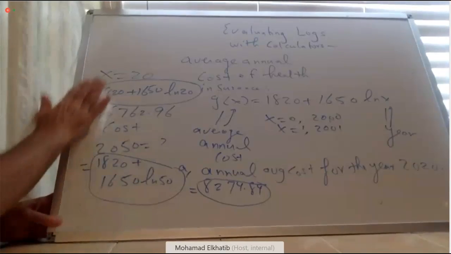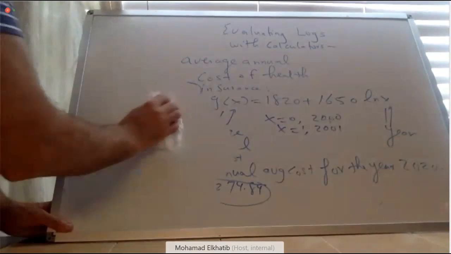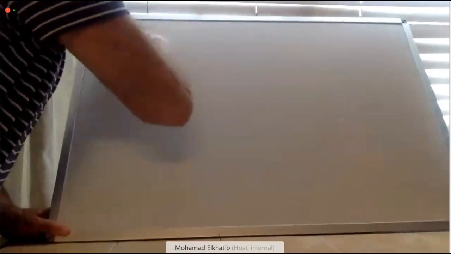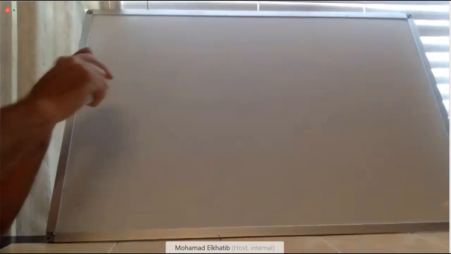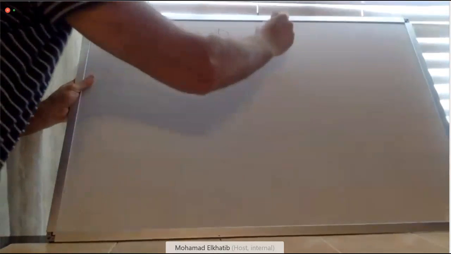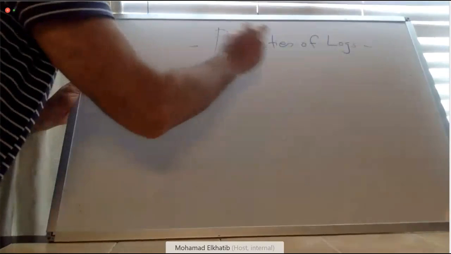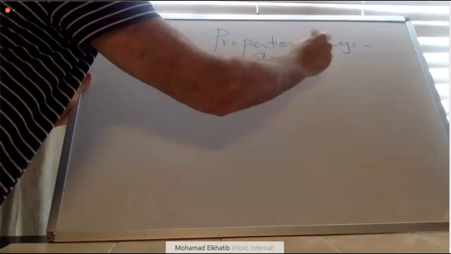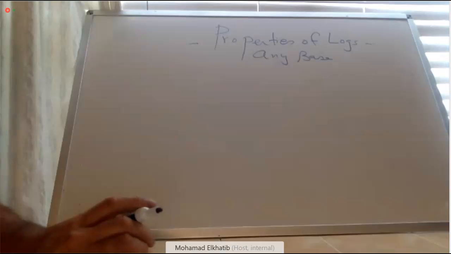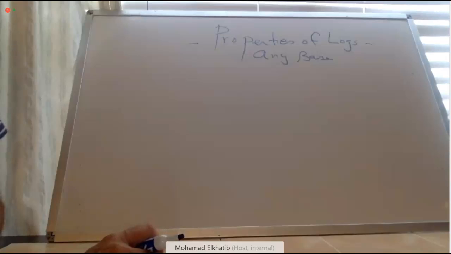Okay. All right. So now it's the most important part. It's a different topic. Okay. The topic is properties of logs. These properties, they work for any base. Base e, base 10, base 2, base 3, it doesn't matter. And these are the ones you need to memorize. You cannot use notes for that.